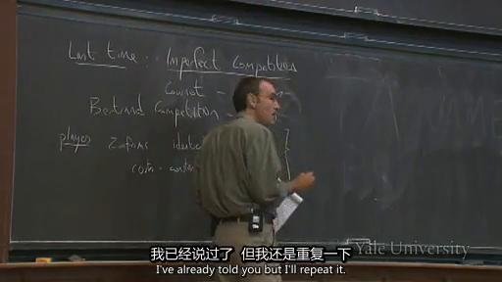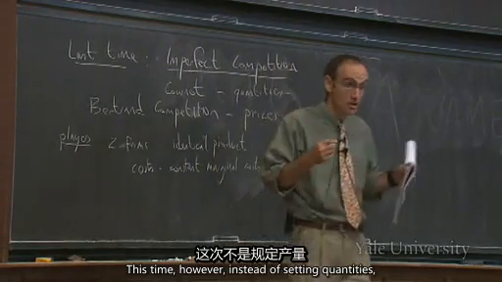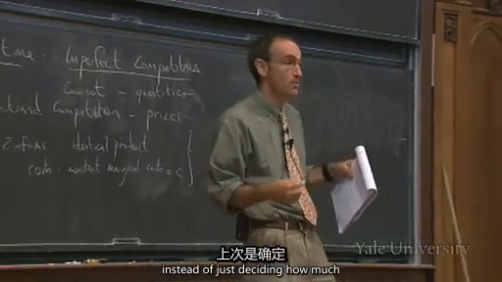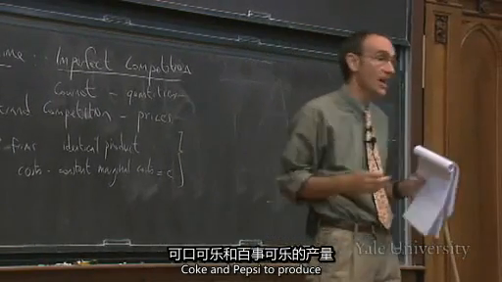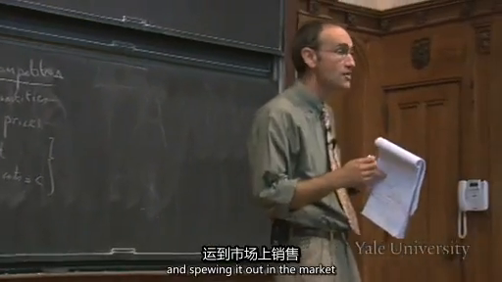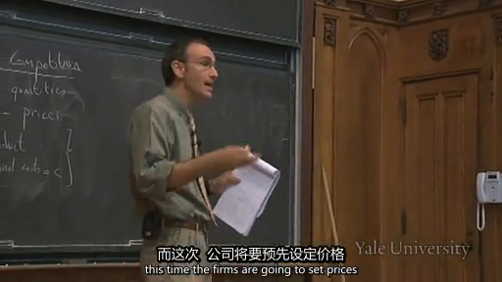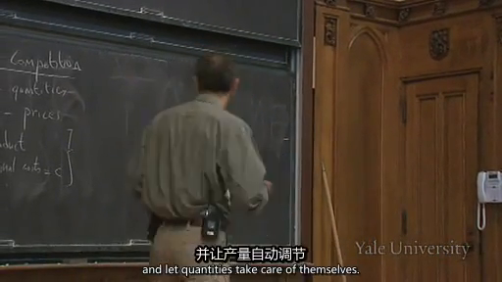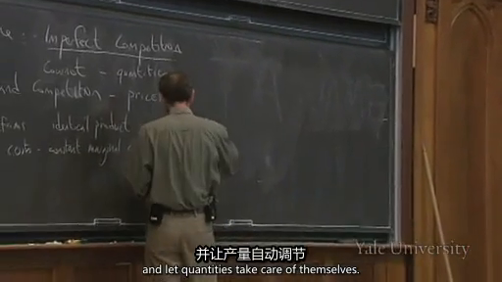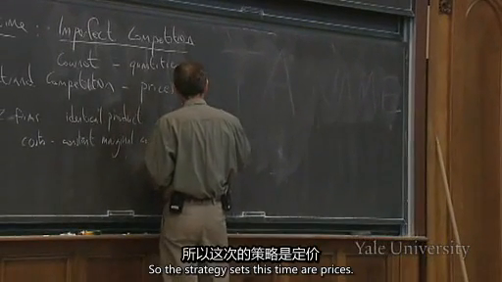This time, however, instead of setting quantities, instead of just deciding how much Coke and Pepsi to produce and spewing it out in the market and letting prices take care of themselves, this time the firms are going to set prices and let quantities take care of themselves. All right, so the strategy sets this time are prices.